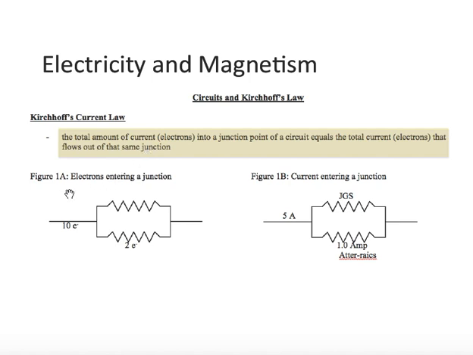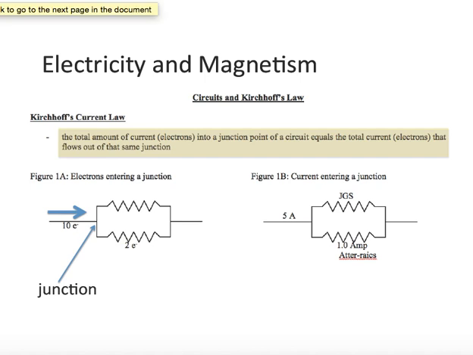So let's look at figure 1a. Imagine we had 10 electrons moving. And these 10 electrons hit this specific point called a junction. A junction is where one path becomes more than one path. In this case, two paths. One path going in this direction and one path going in that direction. That's what a junction is.